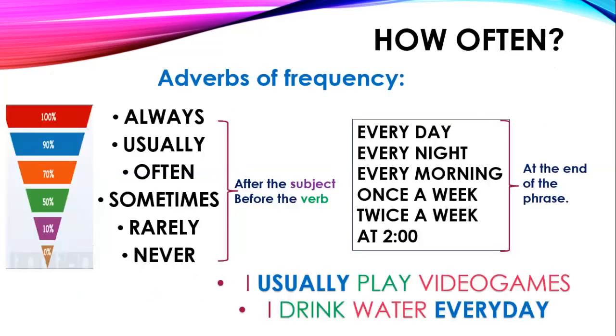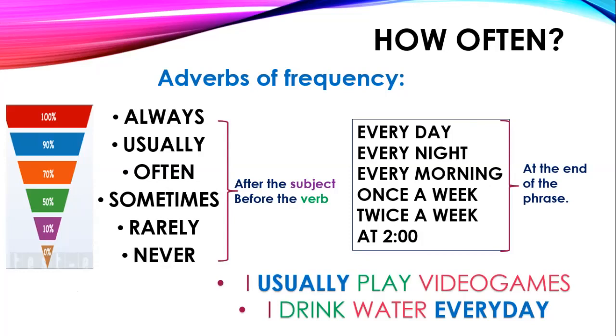So I want to tell you about how often we do these activities, okay? For that, we have adverbs of frequency. As you can see, here we have always, usually, often, sometimes, rarely, never. And here we have some percentages. When we talk about always, it's something that we use 100% of the times, okay? When we do something usually, we're talking about 90% of the times, and so on, okay?